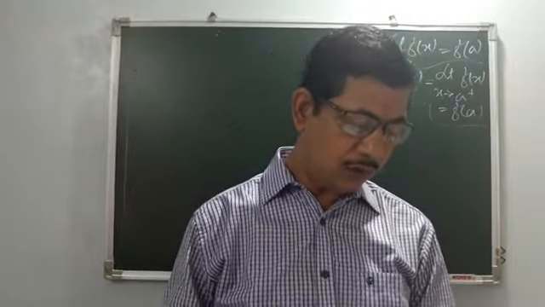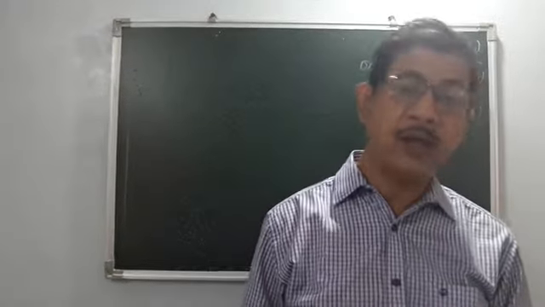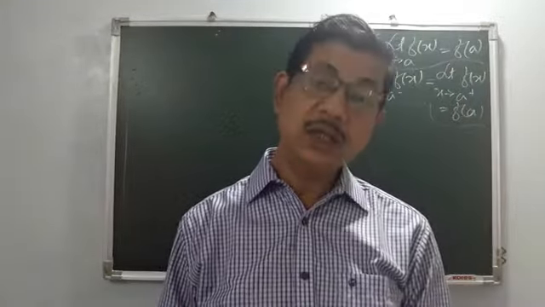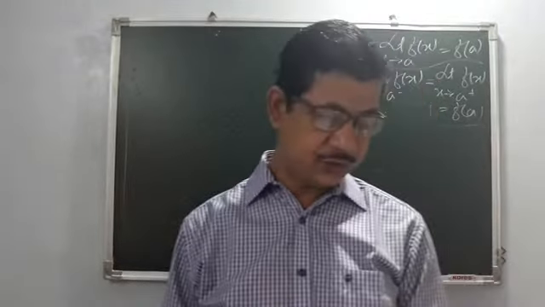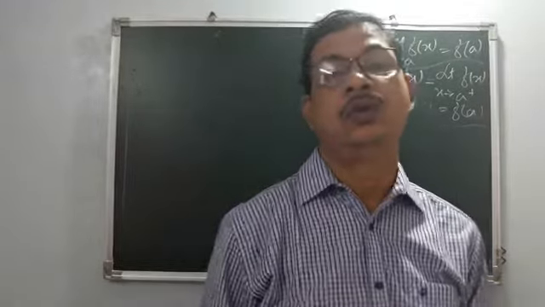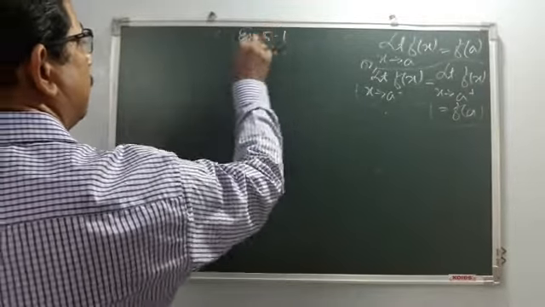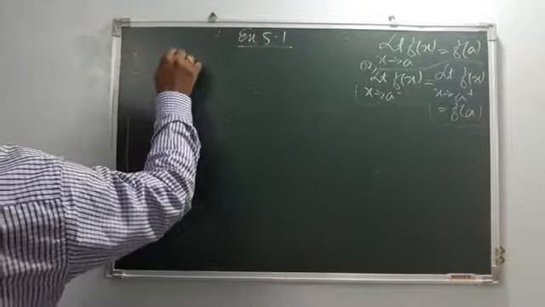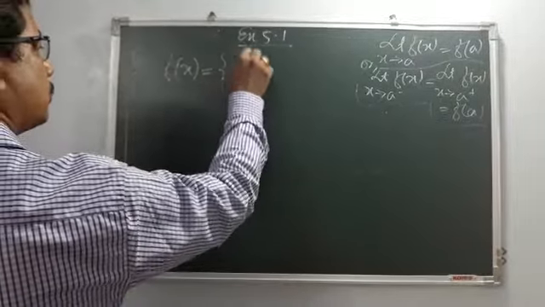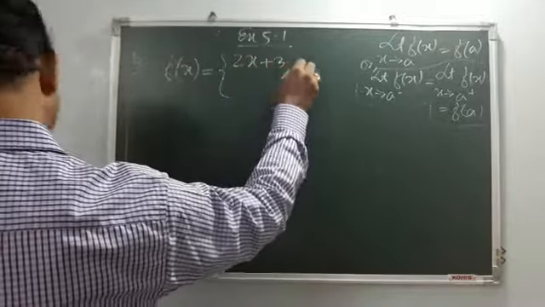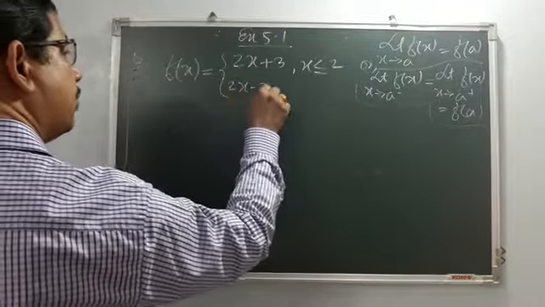Find all the points of discontinuity of f, where f is defined by f(x) equal to 2x plus 3 if x is less than or equal to 2, and f(x) is 2x minus 3 if x is greater than 2. So first I will write this question. It is exercise 5.1, question number 6. f(x), they have given two values. One value is 2x plus 3. Another value is 2x minus 3.